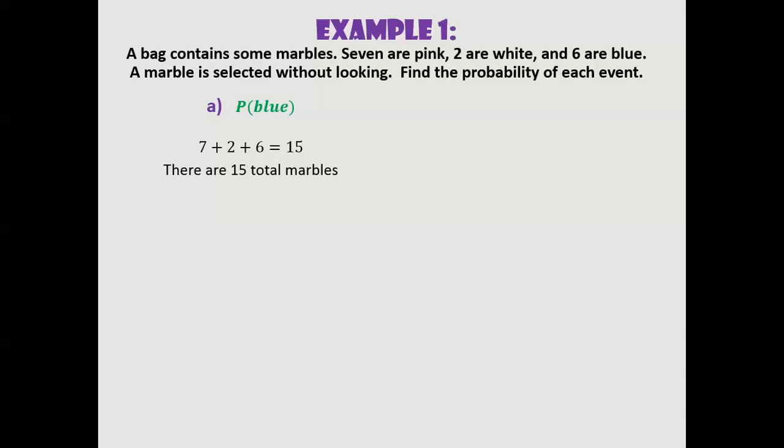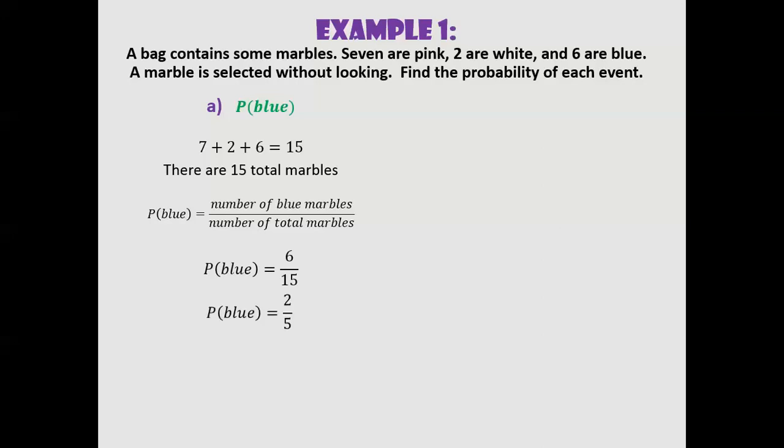First of all, we have to figure out how many marbles are in the bag, so you add together 7, 2, and 6 to get 15. There's a total of 15 marbles. So the probability of it being blue is the number of blue marbles over the total number of marbles. Number of blue is 6, total is 15, so the probability of it being blue is 2/5. We always want to simplify our fraction. We also like to write it as a percentage. 2/5 is 40%.